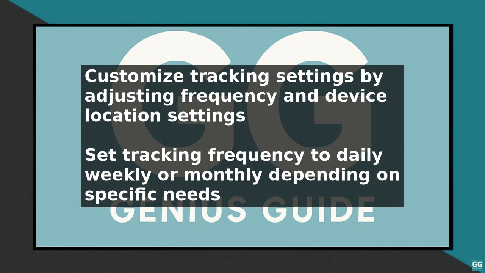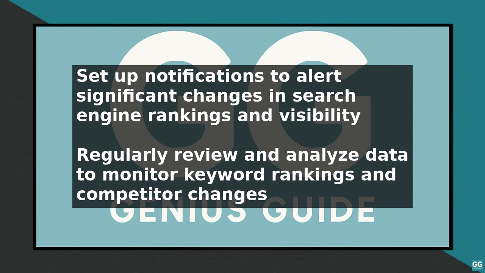In addition, you can set up notifications to alert you when there are significant changes in your search engine rankings. This can be done by setting up custom alerts based on specific keywords or by tracking changes in your overall visibility score. To get the most out of Semrush position tracking, it is crucial to regularly review and analyze your data. This includes monitoring your keyword rankings, tracking changes in your competitors' rankings, and adjusting your SEO strategy accordingly.